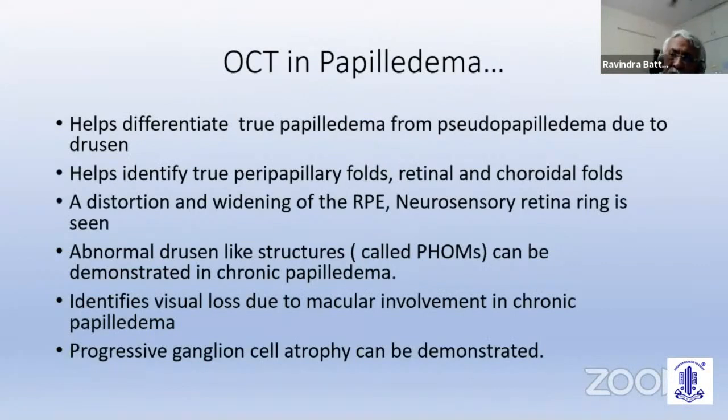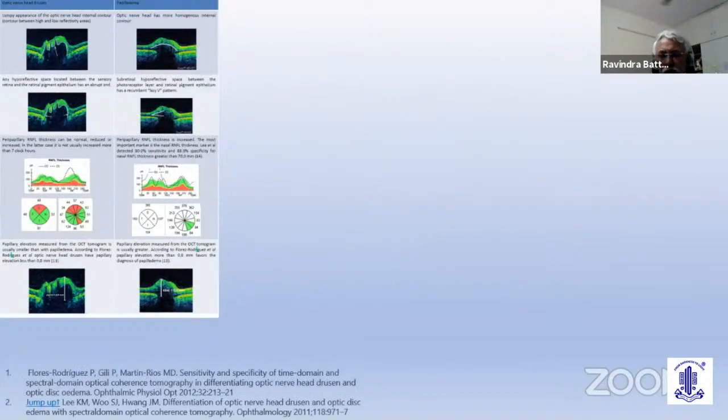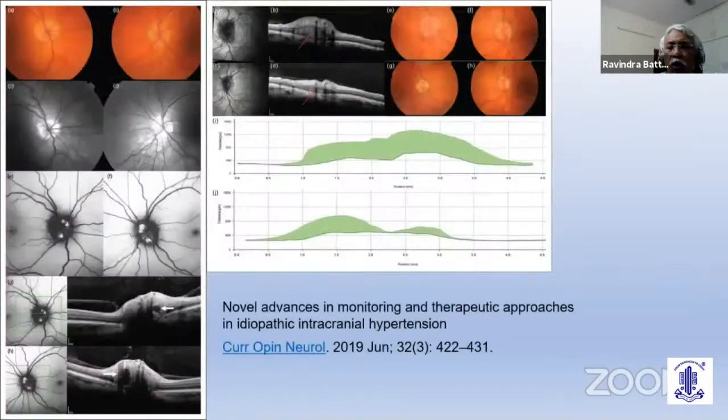OCT in papilledema has now come of age. More and more abnormalities are being detected in the papilledematous phase and in the post-papilledematous phase, and its potential for research in this field is enormous. There are some of the important things I had to pick up, because I personally do not have an OCT, nor do I use OCT routinely in my practice, which I probably should be doing. And this is going to be a major investigational tool in the years to come.